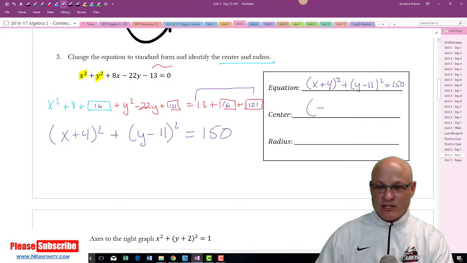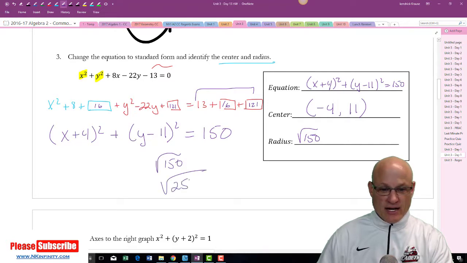My center is negative 4, positive 11. And my radius is the square root of 150, but I should really simplify that. This is equal to the square root of 25 times 6, and the square root of 25 is just 5. So this is really equal to 5 square roots of 6.